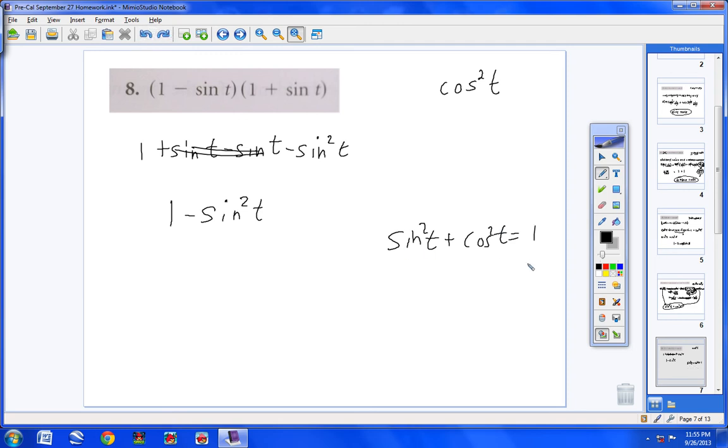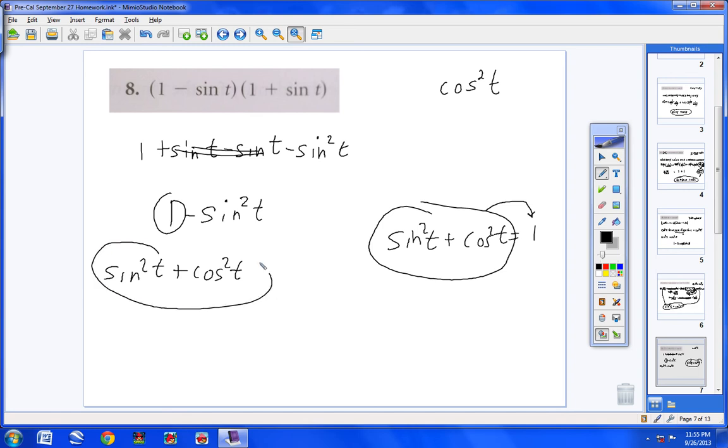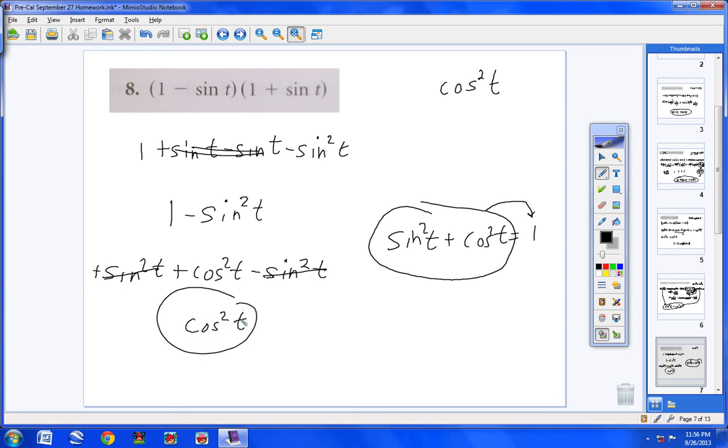Look at your trig identity right here. All of this just equals what? 1. So where the 1 is, I'm simply going to put sine squared t plus cosine squared t. So for 1, I put all of that, okay? And then bring down your negative sine squared t. And now these will cancel. I have a positive sine squared t and a negative sine squared t. They cancel, and it leaves me with cosine squared t, which is what I'm supposed to have.